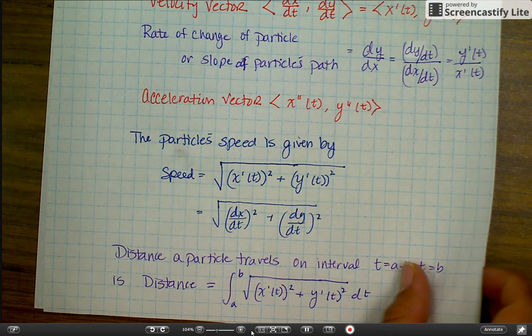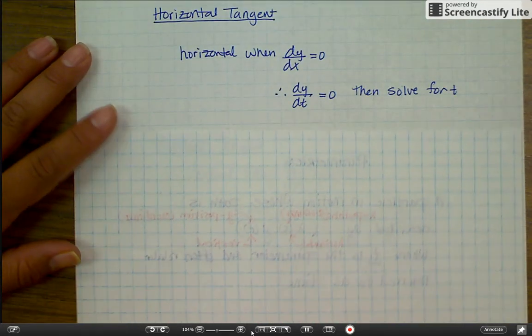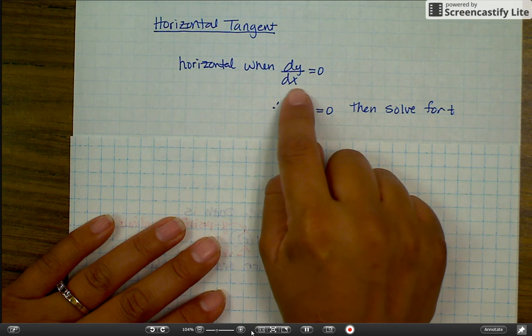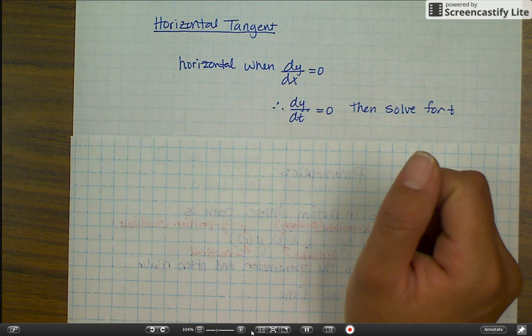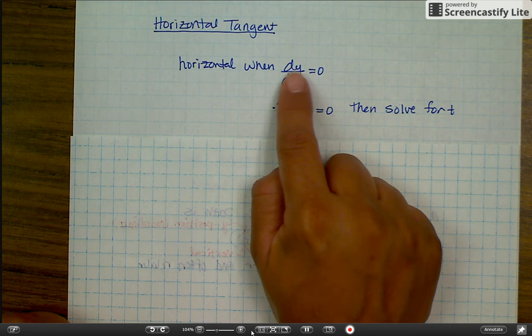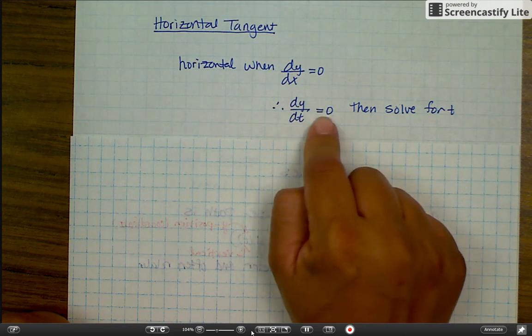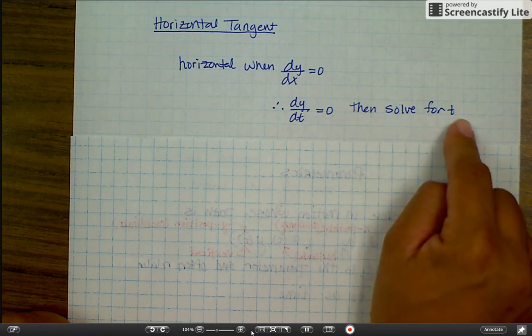Some other types of questions that they ask is about horizontal tangents and vertical tangents. So we've done a lot of horizontal tangents. When do we have a horizontal tangent? Well, that's when our first derivative is equal to 0. Well, when do we have a derivative equal to 0? That is, if this is equal to dy dt divided by dx dt, it's when our numerator is equal to 0. So dy dt is equal to 0. Find out what function that is, and then solve for t. And that is when we have a horizontal tangent.